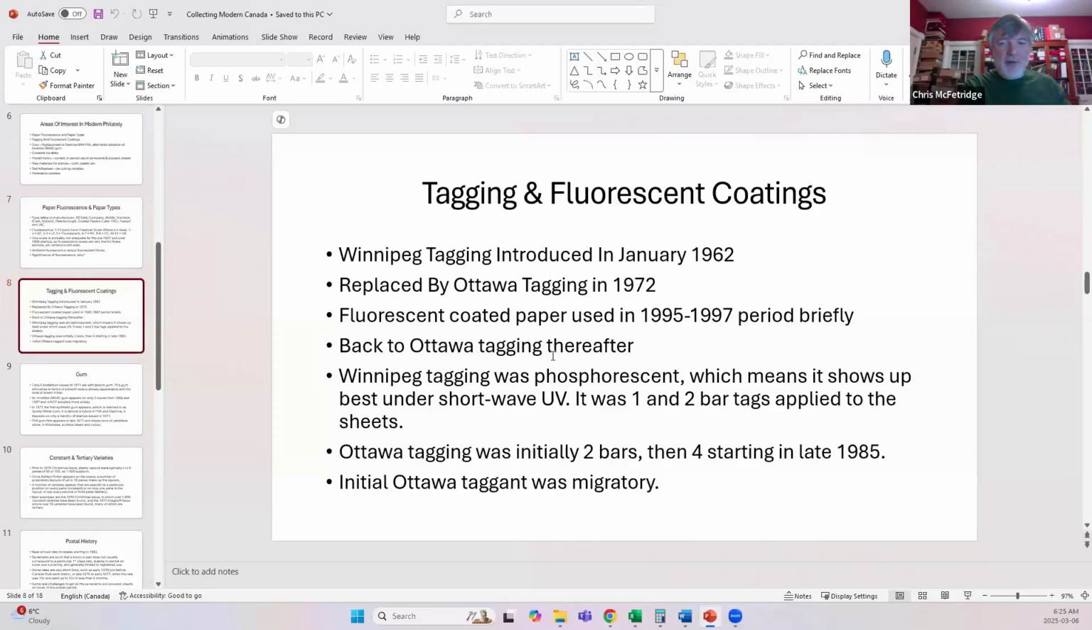And initially, when Ottawa tagging was first introduced, they had problems with the actual taggant migrating and moving from one stamp to another and through the stamps. And that's collectible to specialists in Canada, where we have the 2 different chemical compositions to the tagging.